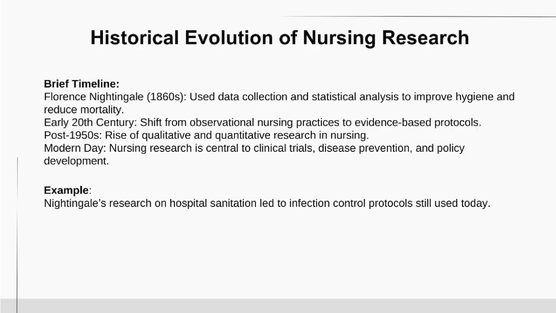Section 3, Historical Evolution of Nursing Research. Now, let's take a quick journey through time. In the 1860s, Florence Nightingale used data to show how sanitation reduced mortality. By the early 20th century, nursing began to shift from observation-based care to evidence-based methods. After 1950, both qualitative and quantitative methods began to flourish. Today, research is deeply integrated into clinical trials, disease prevention, and health policies. Nightingale's work in hospital sanitation still influences infection control today. That's the power of nursing research across generations.